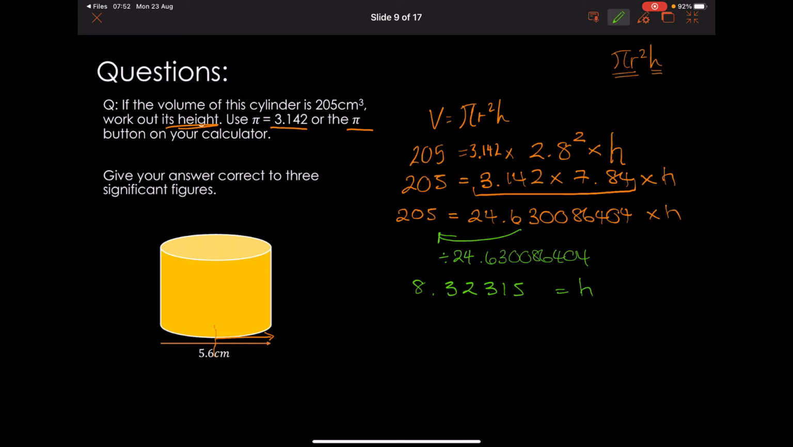So it says to give our answer correct to 3 significant figures, which would be 8.32 centimeters to 3 significant figures.